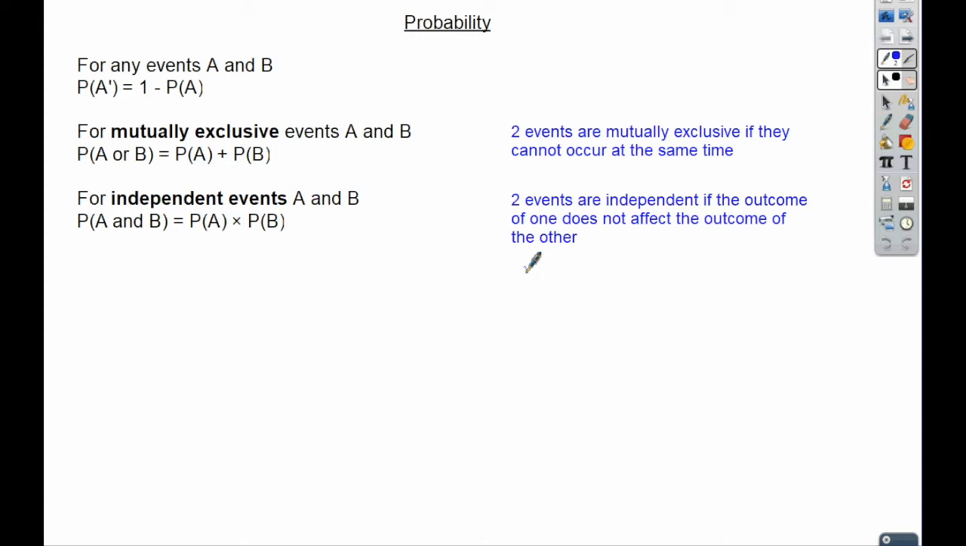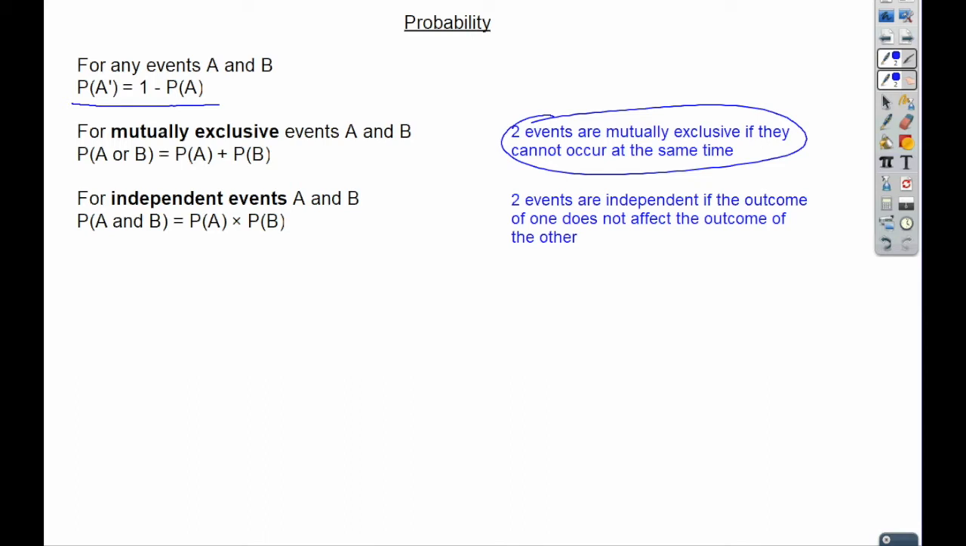So the first thing I want you to do is just take a note of what's on the screen. It is a recap of what you should know already. When you've got any events A and B, when you know the probability of one of them happening, the probability that the other one doesn't happen, probability of A dash, is 1 minus probability of A. Second, you should know about mutually exclusive events. It means they cannot occur at the same time. For example, when you roll a single die, you cannot roll a 2 and a 3 at the same time. It's impossible. They are mutually exclusive.